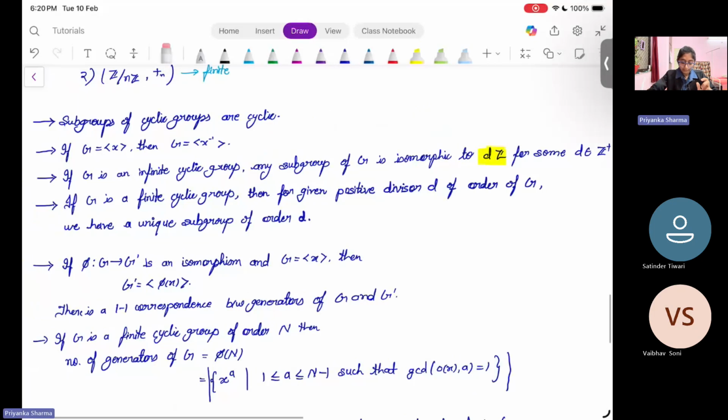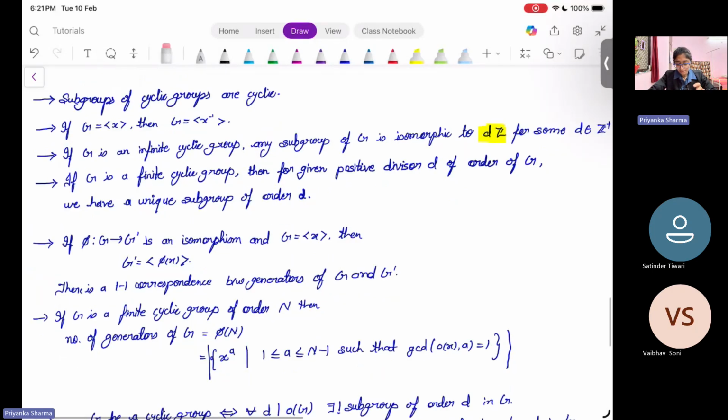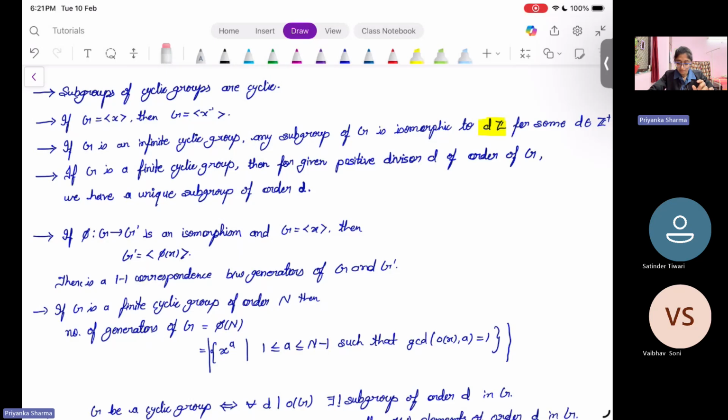And what if you have a finite cyclic group? Then for any given positive divisor d of the order of G, we can have a unique subgroup of order d. It means suppose the order of G is n, and you are given some d dividing n, then there will be a unique subgroup, say H, whose order is d.